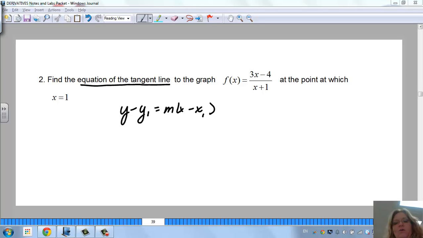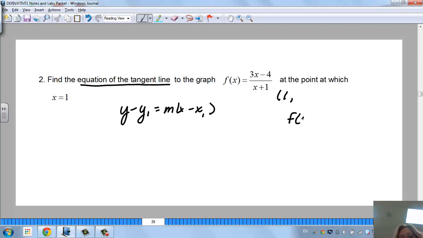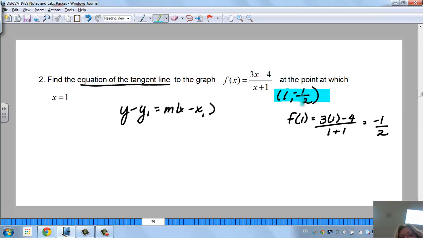Before we do that, though, how about we look and see where the point is? They said they want it when x is 1. Well, what is the y? I need a y. So what you're going to do is plug a 1 in here. So we're going to find f of 1 so that I can figure out what the y would be. So that's going to be 3 times 1 minus 4 all over 1 plus 1. So that's going to be negative 1 over 2. So now I know the point is 1, negative 1/2.